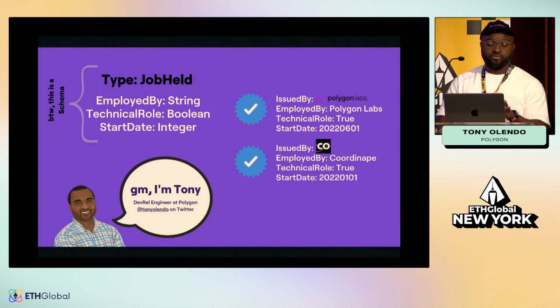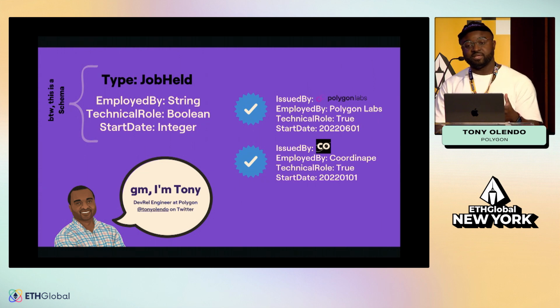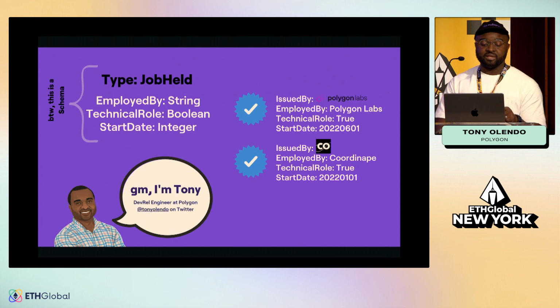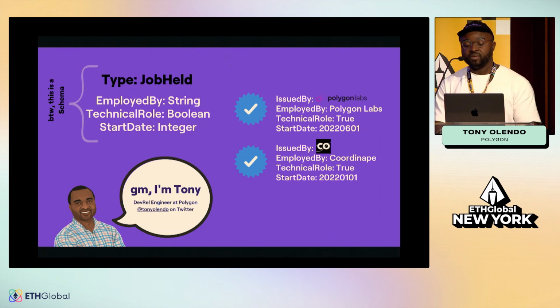And so when we actually issue a verifiable credential, this is what it would potentially look like, right? So if we have this verifiable credential that is like a job-held credential, where I could say, well, this is who employed me, this is whether or not I had a technical role, or this is a start date, that essentially forms a schema. And then if we have communication and contact with your previous employers, we could actually authoritatively state, yeah, you were employed by Polygon Labs and you were also employed by Coordinate, right?